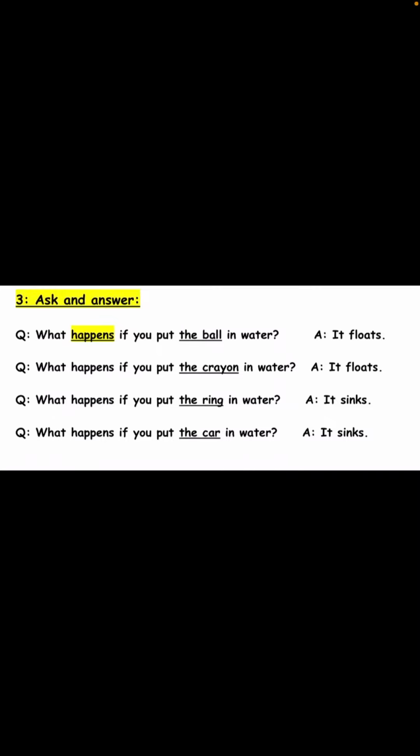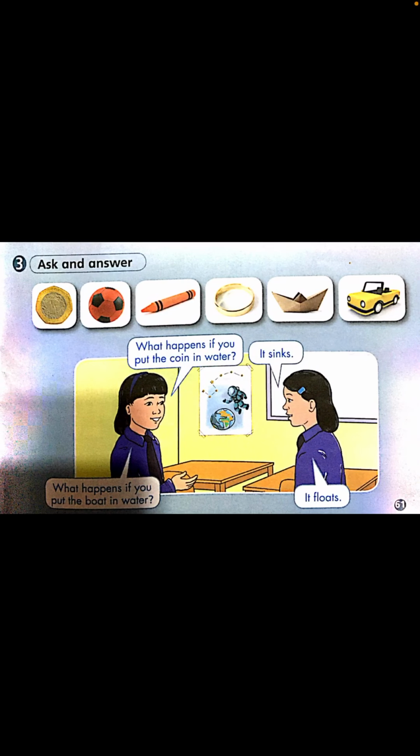Question. What happens if you put the ball in water? It floats.